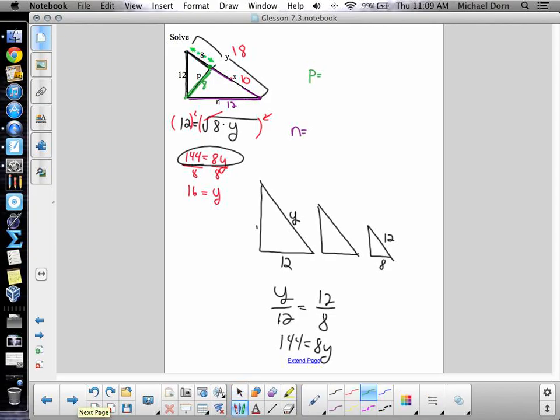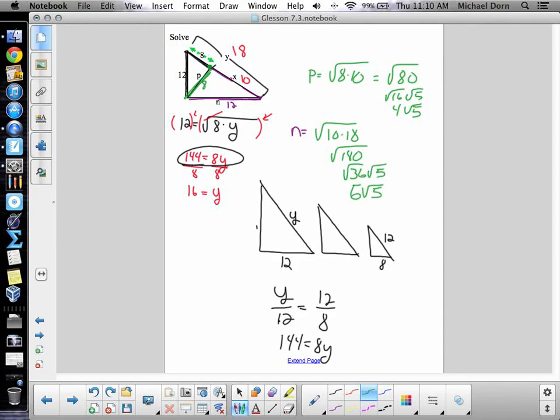So P would be the square root of 8 times 10. And this would be the square root of 10 times 18. Square root of 80, which is 16 times 5, so 4 root 5. And 10 times 18 would be square root of 180, 18 times 10, or 36 times 5. So yeah, that does actually change the values.